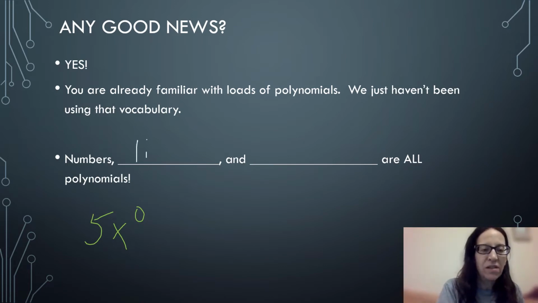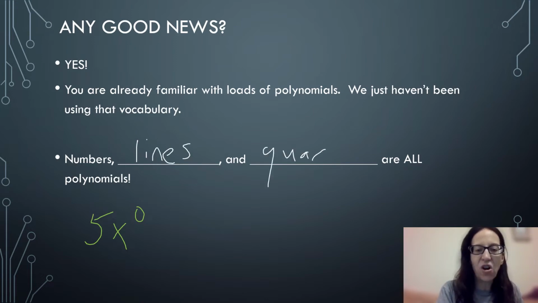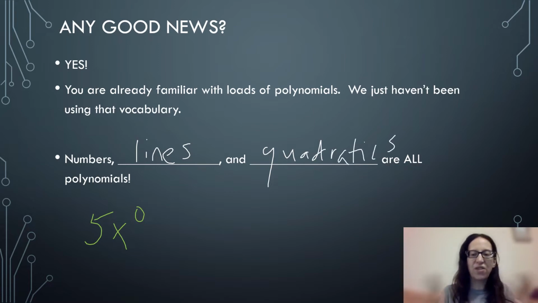Numbers, lines, and quadratics are all polynomials. Okay, so the things that you've been studying in algebra, the things that you've been studying in this class, fall under that heading of polynomials already. So you have a nice foundation for it.